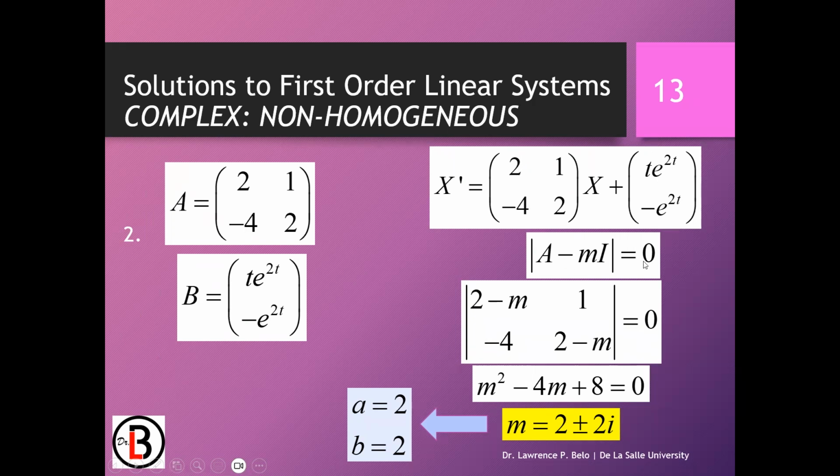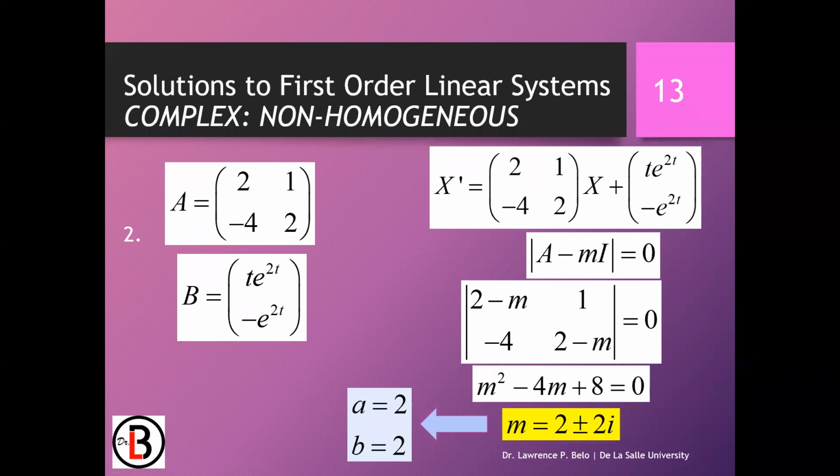A minus mI equals 0. So here, 2 minus m, 1, negative 4, 2 minus m equals 0. Don't mind the coefficients of b yet. So let's solve for the roots. M here gives us 2 plus and minus 2i. So with this, you know that the A has a value of 2, the B has a value of 2. Okay?